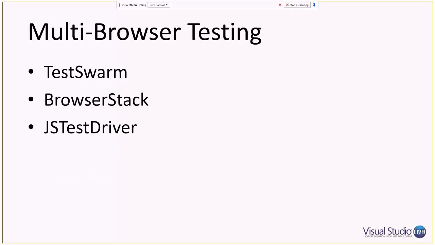One of the bits I didn't get to talk about is multi-browser testing. Some of these tools out here, BrowserStack and TestSwarm, what they're designed to do is take your application and run it on multiple different browsers and try to solve some of those CSS issues that you might get where it works on one browser but not on another. TestSwarm and BrowserStack and even JS Test Driver are built to run on little farms that have all those different browsers installed and verify them each individually.